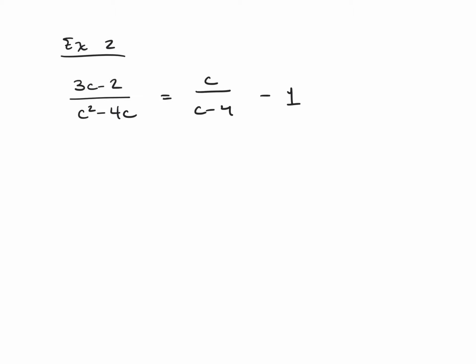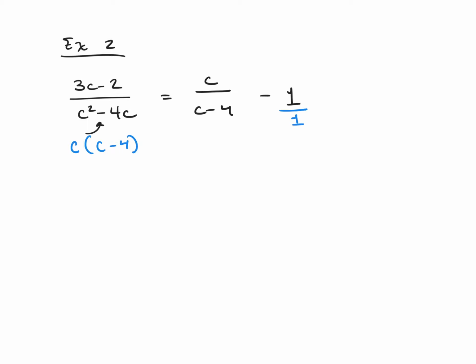So first off, when dealing with variables, you always want to put it in factored form to see what you're working with. So I'm going to write the denominator of the first one in factored form. I'm going to write this using a GCF as c times c minus 4. The bottom here is c minus 4. And the other one over here has a factor of 1 in the denominator. So don't forget your whole numbers, they have a factor of 1.